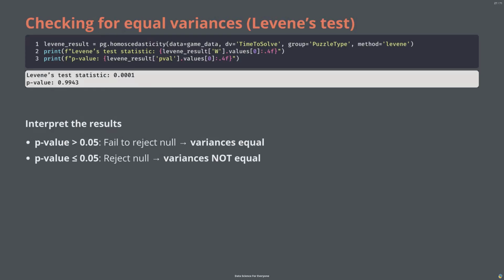Equal group variances are an assumption of the t-test. If the assumption is violated, it can increase the chances of false positive. We check this using Levene's test using the homoscedasticity method from the pingouin package. A p-value above 0.05 suggests that the assumption holds and we can treat the variances as equal. As we can see, our p-value is 0.9, which is more than 0.05. It means that our data has equal variances.